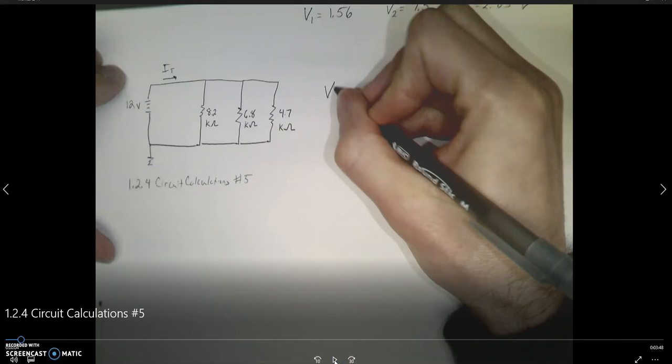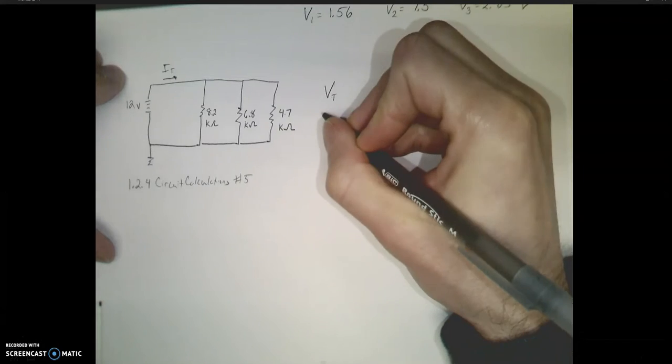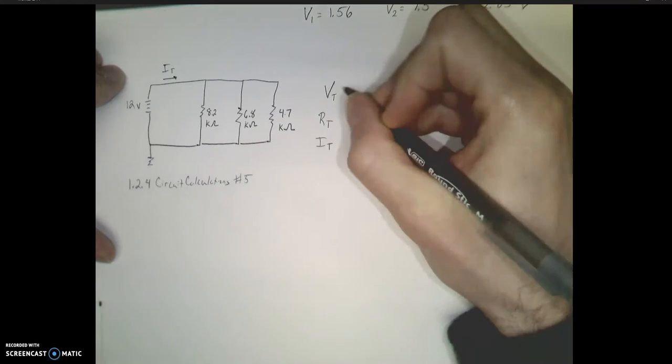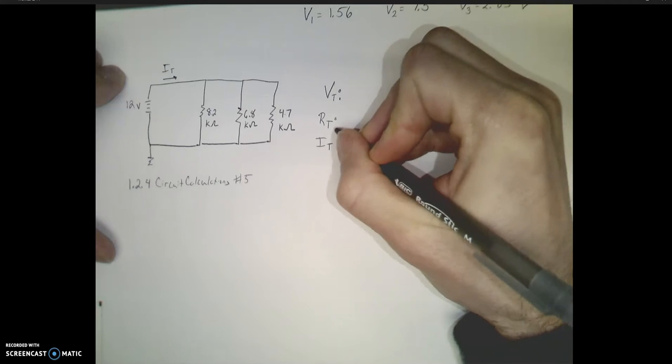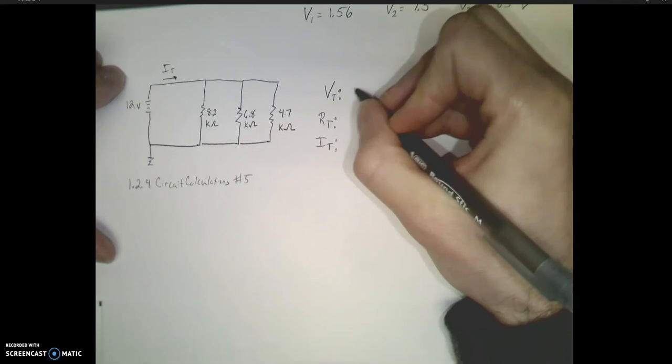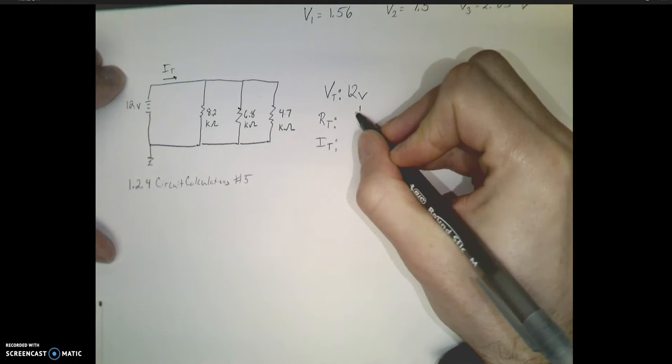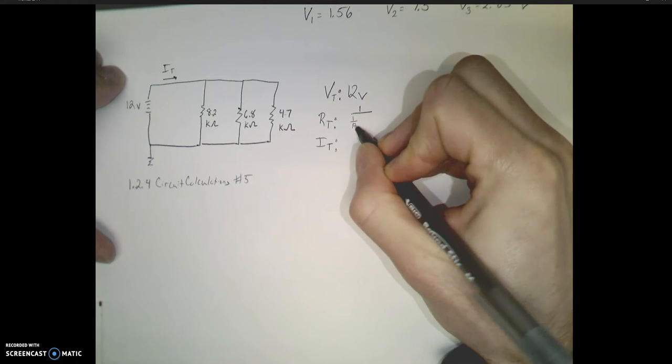Alright, so here we're going to solve 1.2.4 Circuit Calculations, question number 5. That question number might change from year to year, but that's what we're looking at. So we're looking at this circuit. We've got to figure out what total voltage, total resistance, and total current is. We look at it and it is a parallel circuit, so that's going to bring in some different formulas.